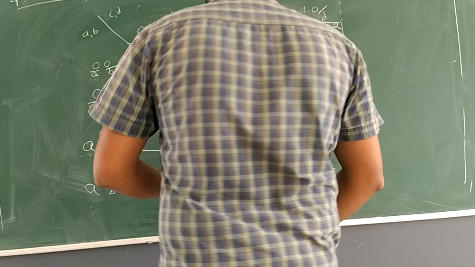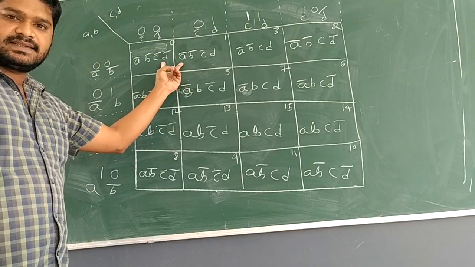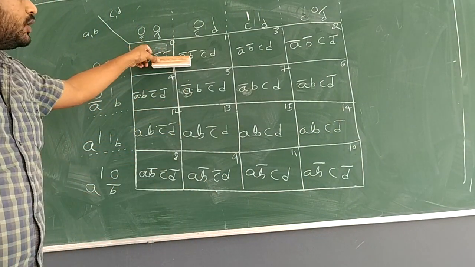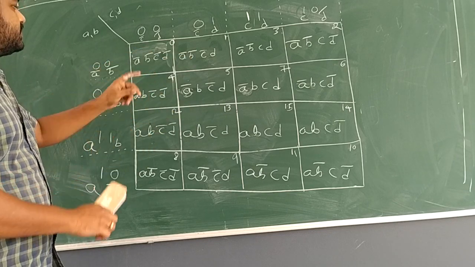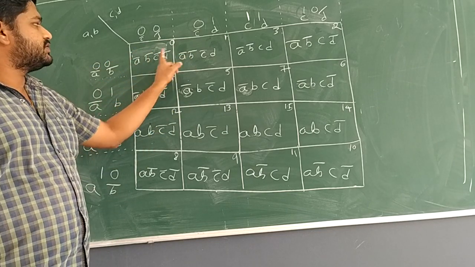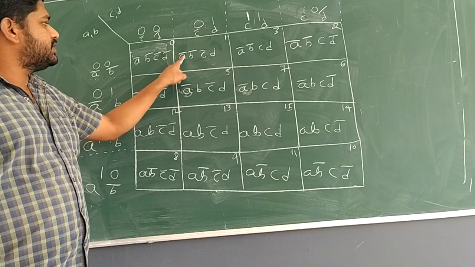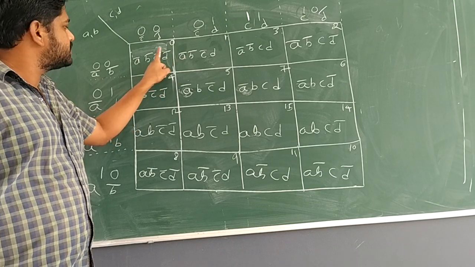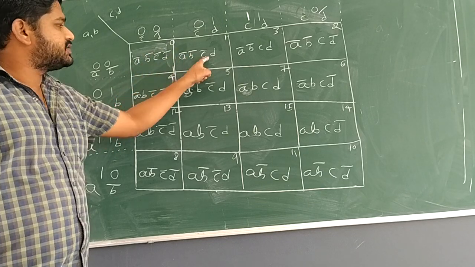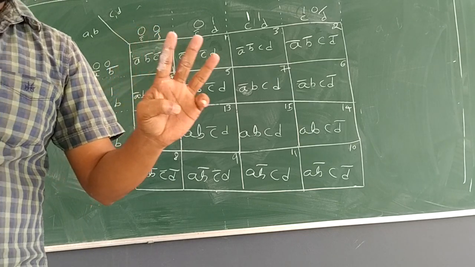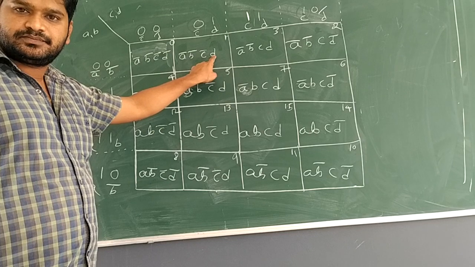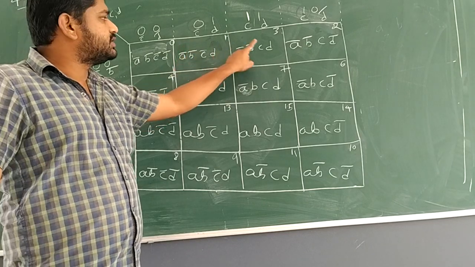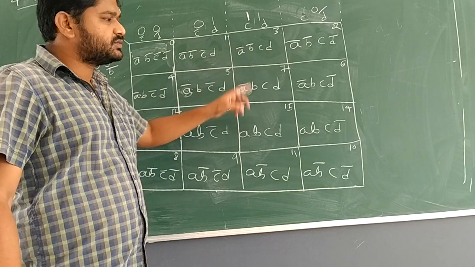Compare any adjacent cells. They have exactly 1 bit difference. See now, what is the difference here? A is the same, like A complement, B complement, C complement: 3 similarities, 1 change, D complement and D. So that is a 1 with 3 comparison.